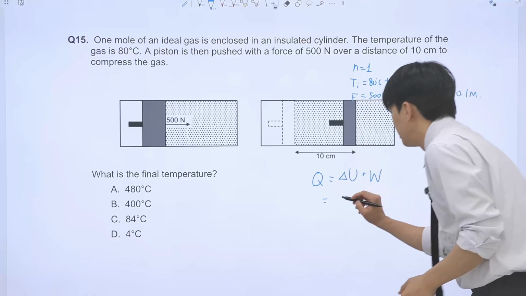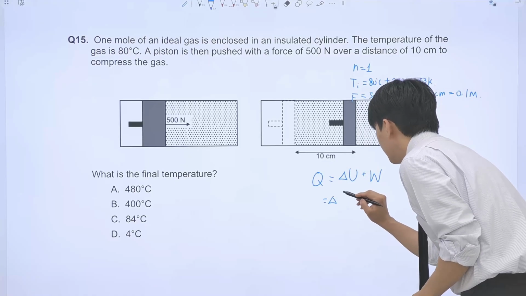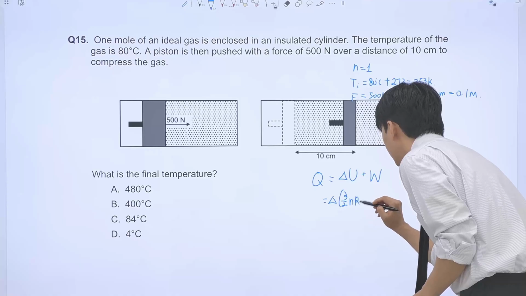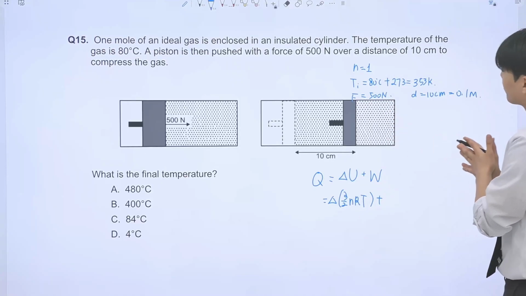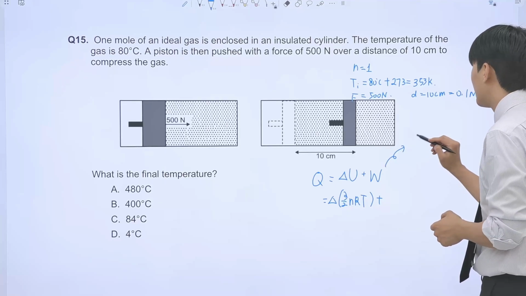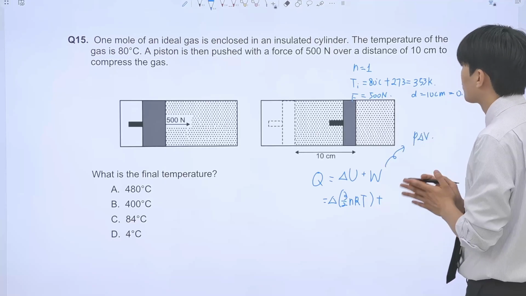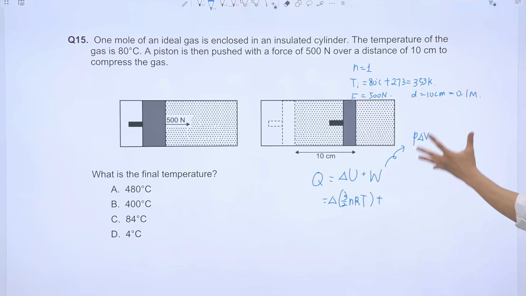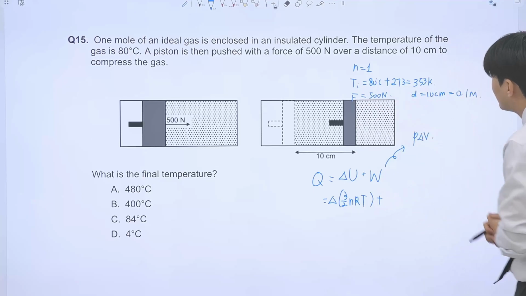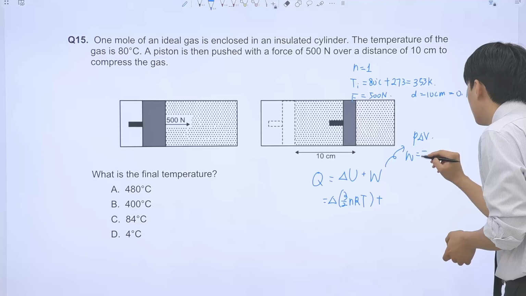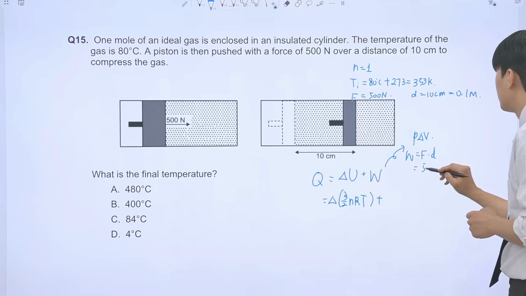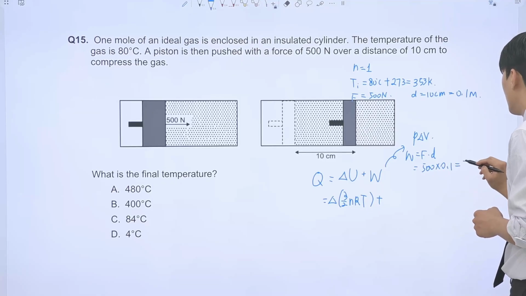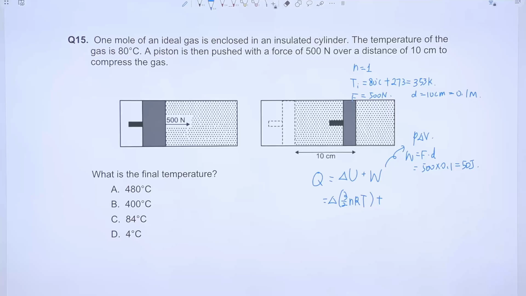Let's think about this one first. Delta U is 3 over 2 nR delta T, plus W, which in that case is the work done. Normally we calculate work done as P times delta V. However, we don't know about that, but we do know the force and the distance, because our definition of work done is force times distance. So you can calculate that one. Force is 500 times distance 0.1, which is 50 joules.